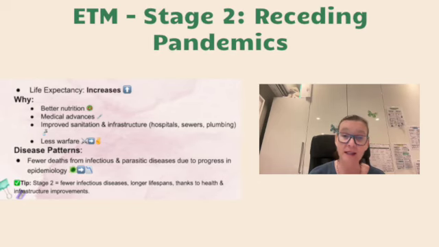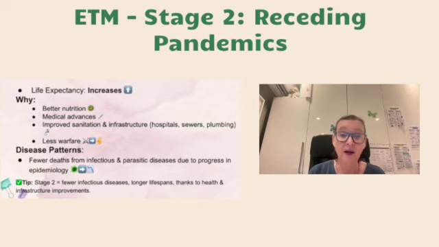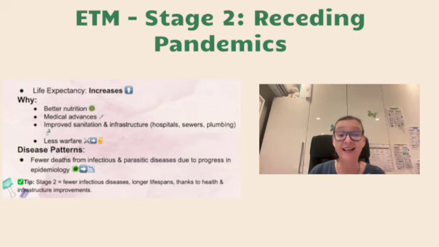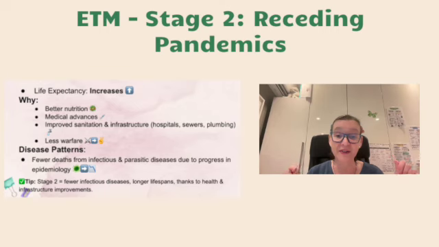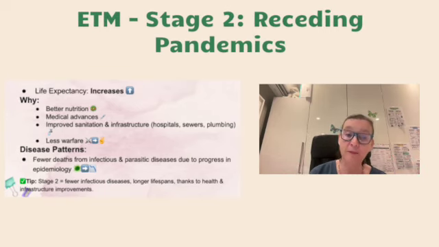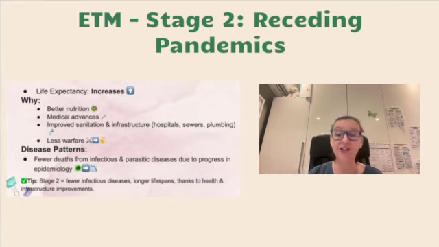So when it comes to disease patterns, infectious and parasitic diseases, they still exist, but they're far less deadly and less frequent thanks to the progress in epidemiology, the scientific study of how diseases spread. This stage often corresponds with the Industrial Revolution when public health systems began to emerge in cities. So when you think of stage two, remember fewer infectious diseases, longer lifespans, all thanks to better healthcare, sanitation, and nutrition.